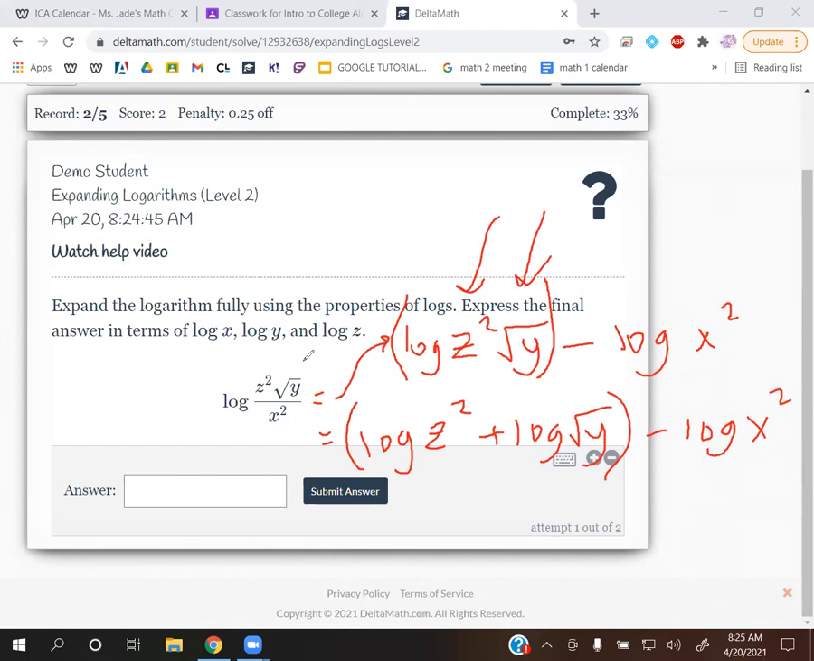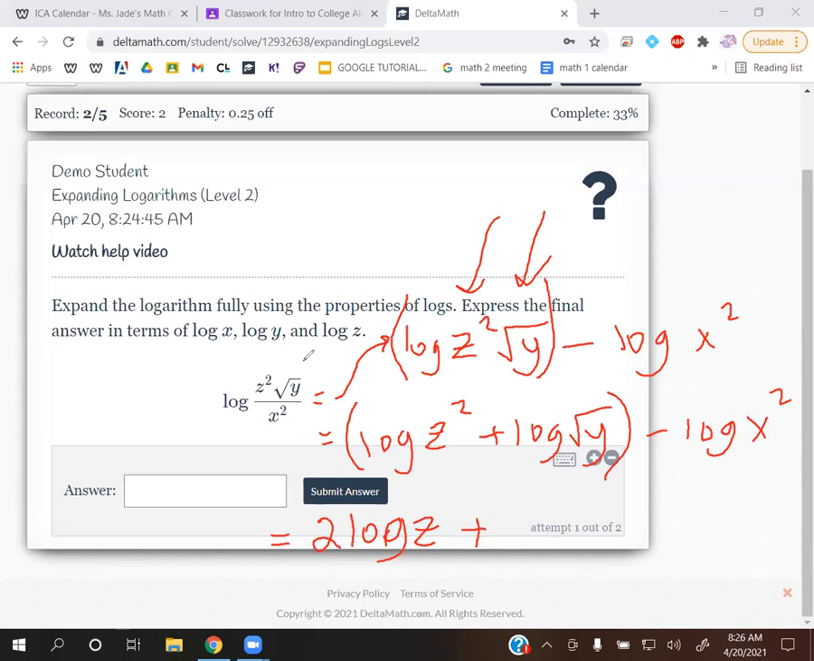So I just split up that first log into two separate logs because the value had two things multiplied together, so you split it up into two logs being added together. Now from here, there's no negative sign in front of our parentheses to distribute, so I might as well have not written those parentheses, but I'll just leave them there for now. I'm not going to erase it. Instead, we can focus on our exponents. So log z squared becomes 2 log z plus log square root of y.